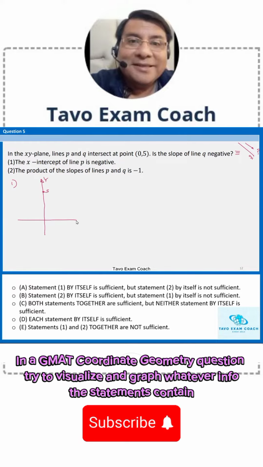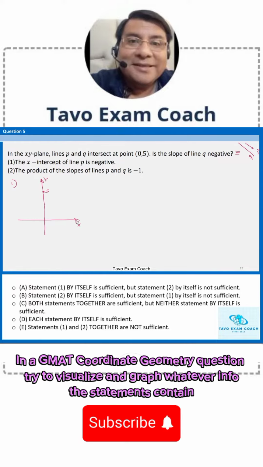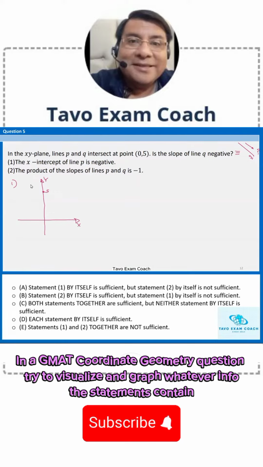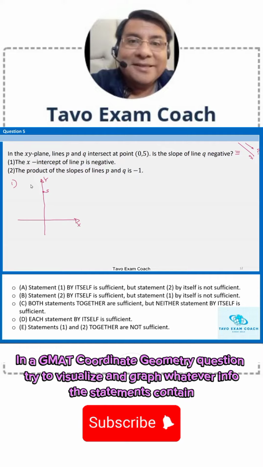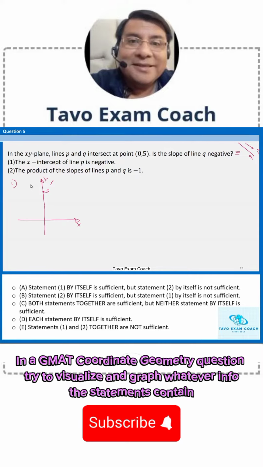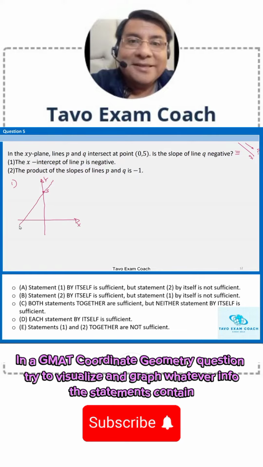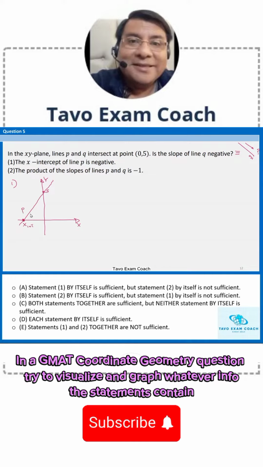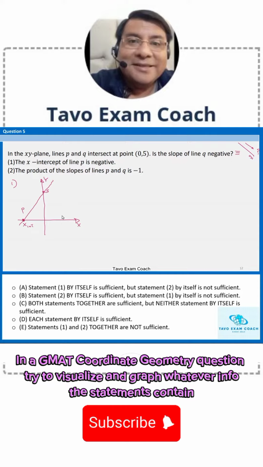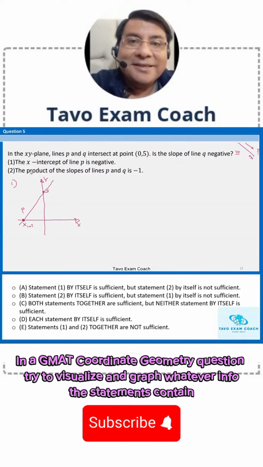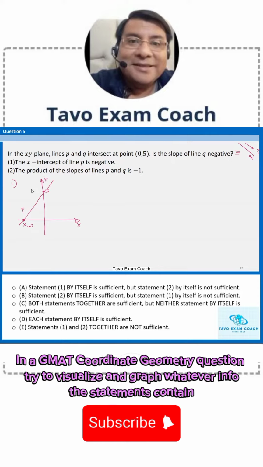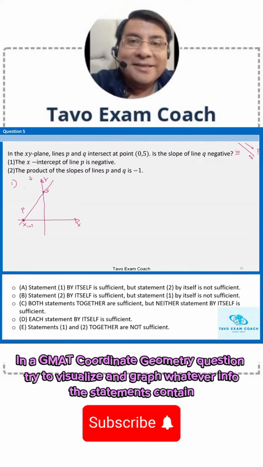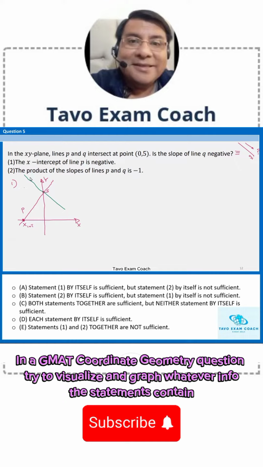So over here, two lines cross this point exactly. We have statement 1 that says that the x-intercept of line P is negative, so that means that line P should be something like this, with this x-intercept negative, so this makes line P with a positive slope. But what about line Q? We have no more information, so line Q might possibly be a line with negative slope.